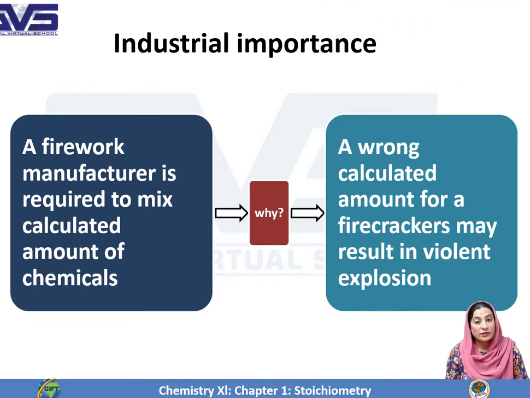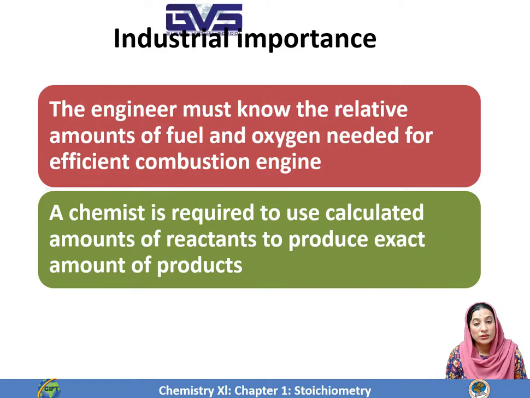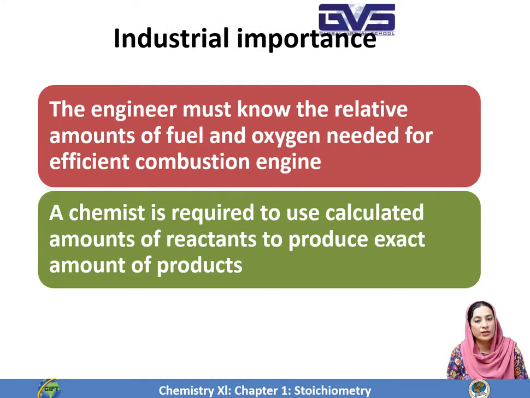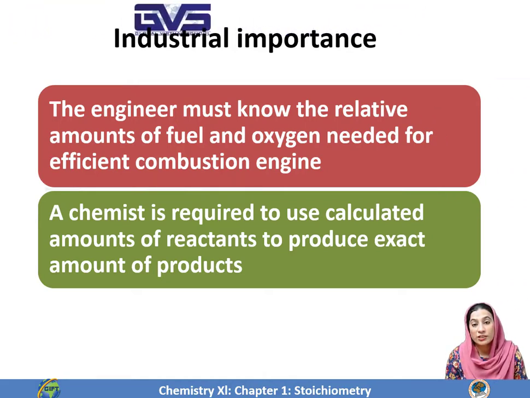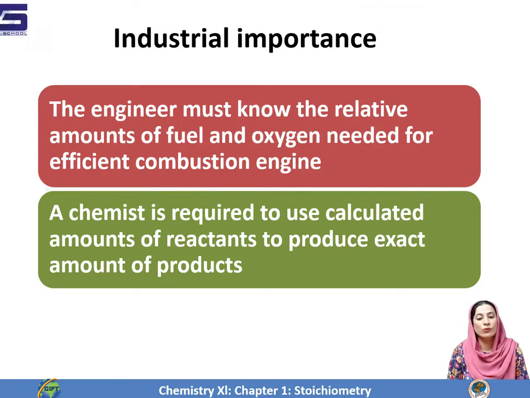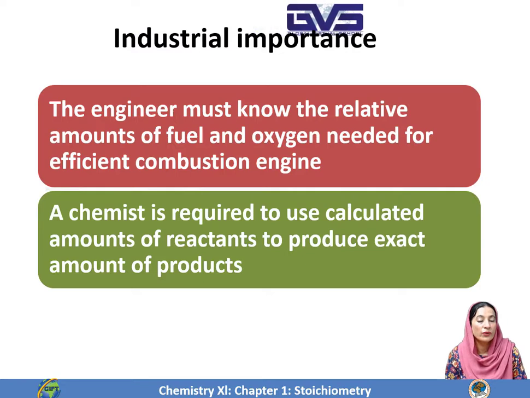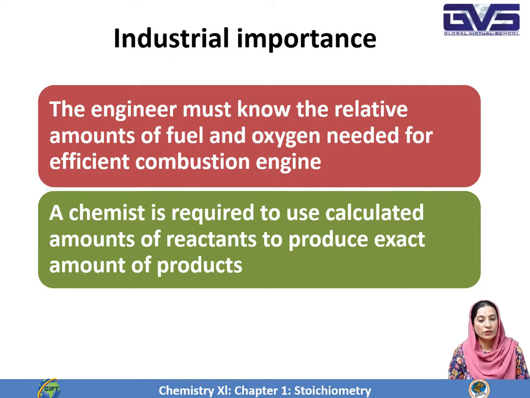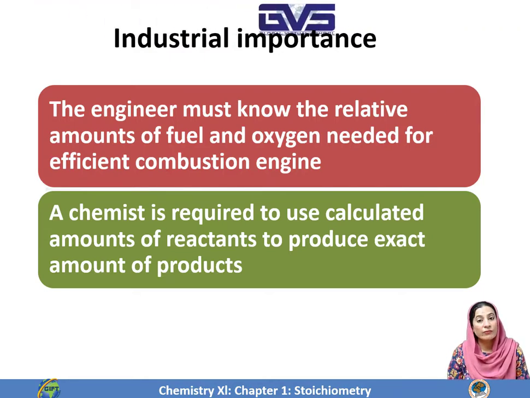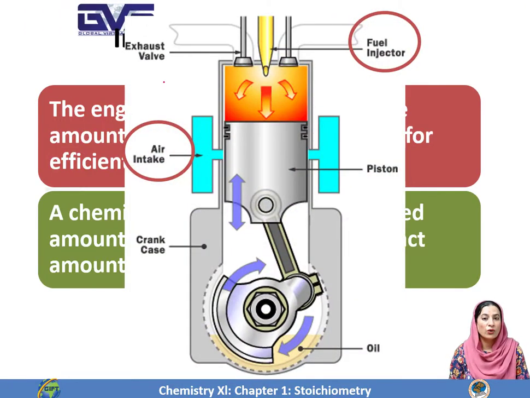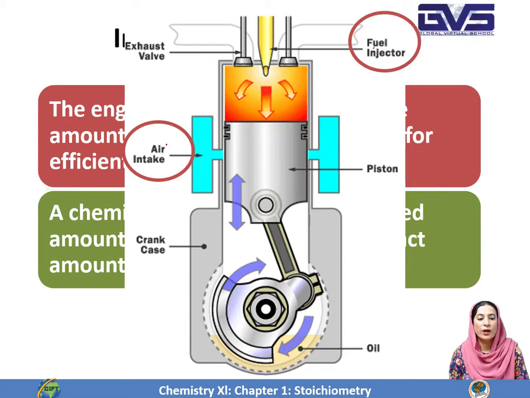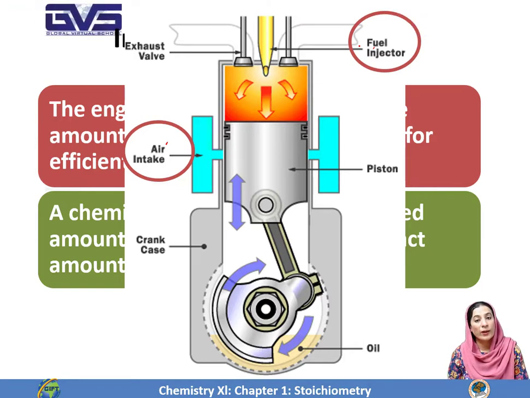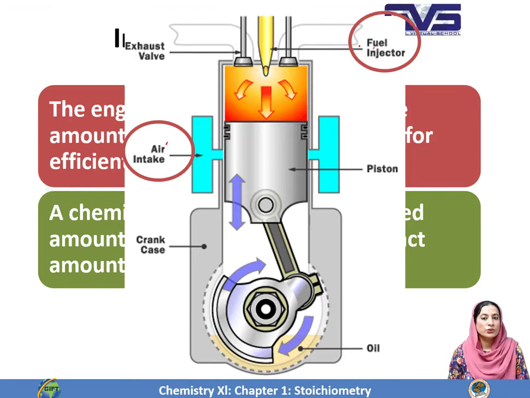So students, hopefully this is clear. Similarly, an engineer must know the relative amounts. This is talking about just one engineer, but there is a lot of work for different engineers. An engineer working on a combustion engine must know the relative amount of fuel and oxygen. For the combustion of fuel, there is a need for oxygen. If he knows the relative amount of fuel and oxygen, then the combustion engine will work efficiently. If we don't have the knowledge of how much fuel is used for how much air, and how much air is consumed for fuel burning, then the efficiency of the combustion engine may be compromised. So it is very important to know stoichiometry.